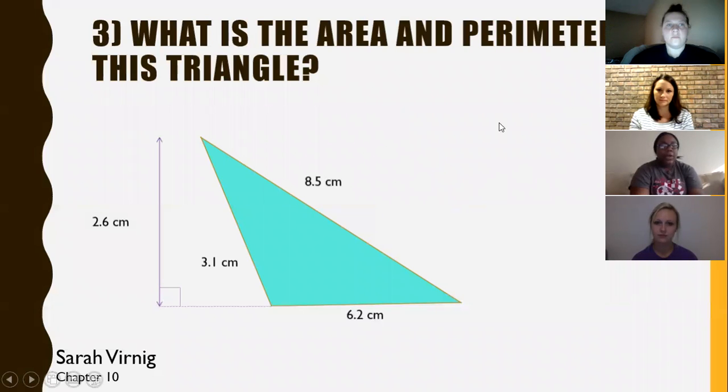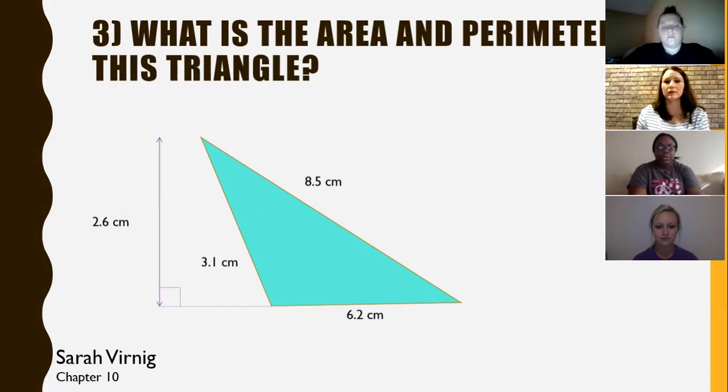Okay, Sarah, what is the area and perimeter of this triangle? Okay, so remember first before we start, area is going to be 1/2 times base times height, and perimeter is the measurement all around the object. So here we have a triangle, so we're going to add all sides together.